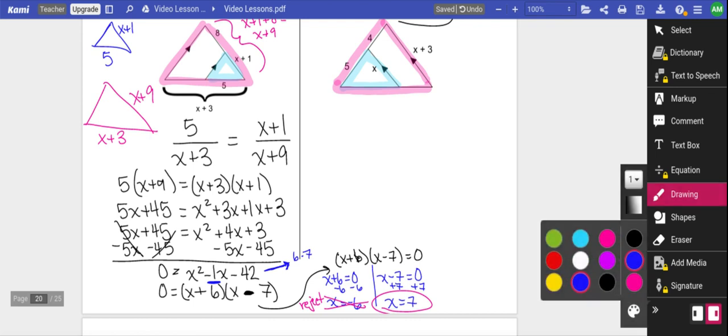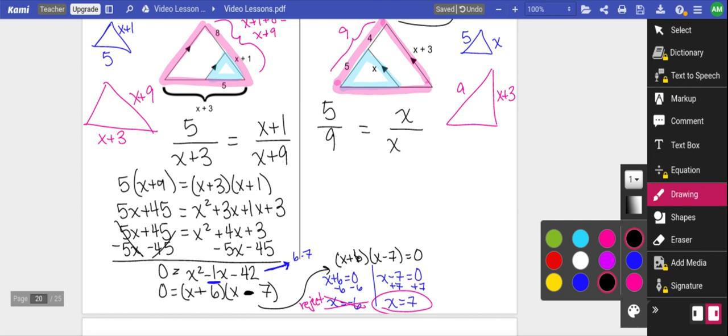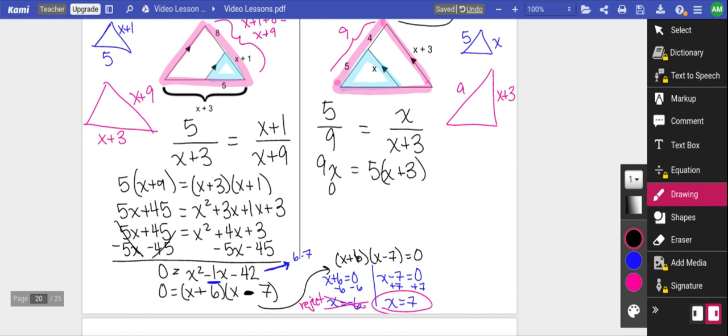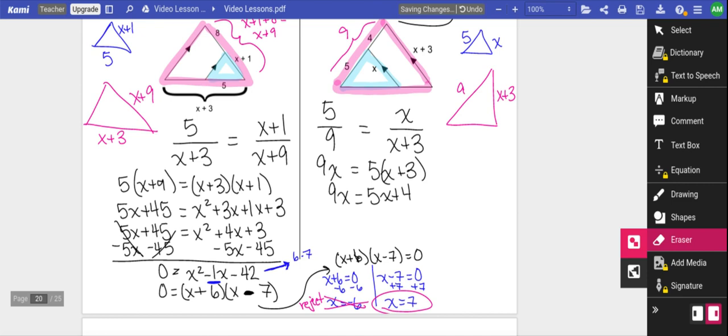All right, so let's take a small triangle here. I have an x and a 5, and in my big triangle, together these give me 9, and then this is x plus 3. So to set up my proportion, I can compare 5 to 9 and x to x plus 3. 9x is equal to 5 times x plus 3. 9x is equal to 5x plus 15. Woo. Here we go.